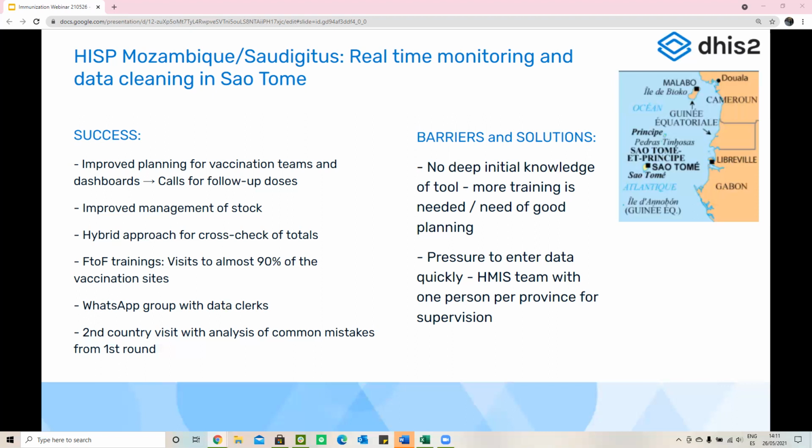With the barriers, I mentioned some, which are the trainings and the planning process, and also the pressure to have the data entered and sent on time. One of the ways that we dealt with it was to have both the aggregate and individual level data entered in DHIS2, the hybrid process, so that at least the managers at the national level could have a clear picture of the total number of people that we have vaccinated. Next, please.